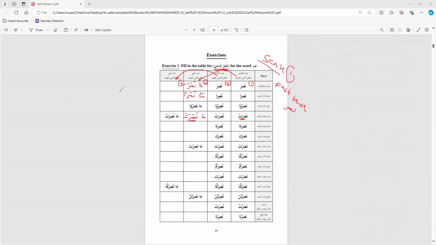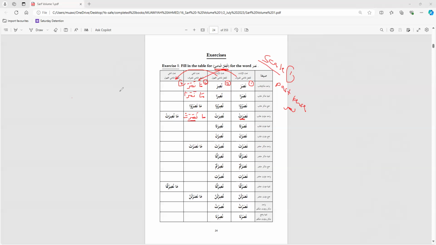Another ma before all. Very good. Line 4. Another ma before all. Very good, mashallah.